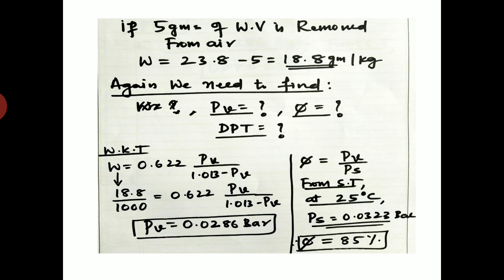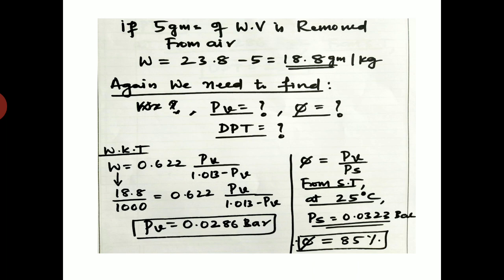For these conditions we need to find PV, the dew point temperature, and phi. Therefore W is equal to 0.62 PV by (1.013 minus PV). I told you, W is always in kg per kg, so that 18.8 grams you need to convert into kg per kg. Divide by 1000, so PV I'll get.